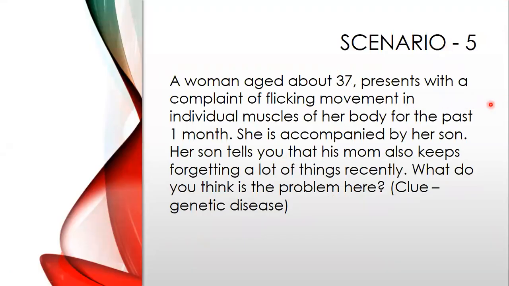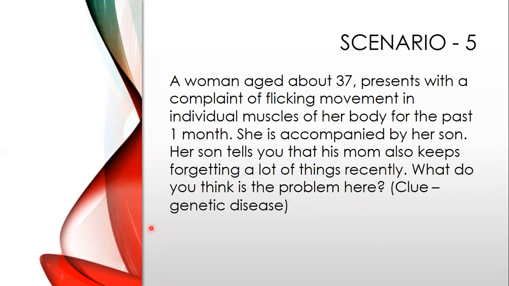Now, the final scenario, scenario 5, a simple one, but a little complex one because this is fact-based. A woman aged about 37 presents with a complaint of flicking movements in individual muscles of her body for the past 1 month. She's accompanied by her son. Her son tells you that his mom also keeps forgetting a lot of things recently. What do you think is the problem here?